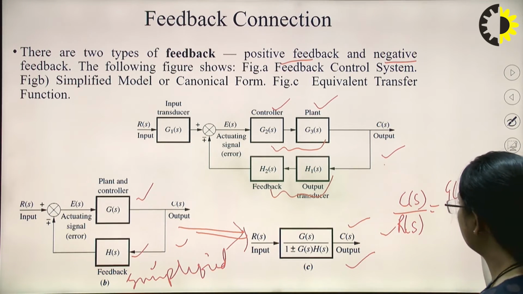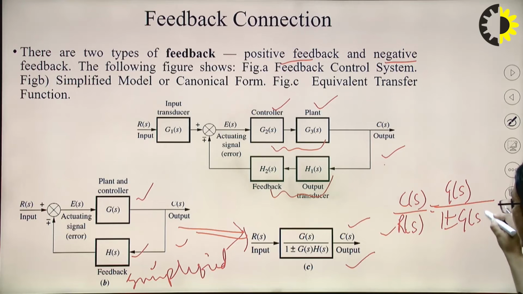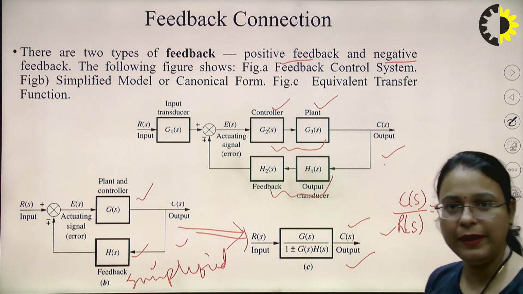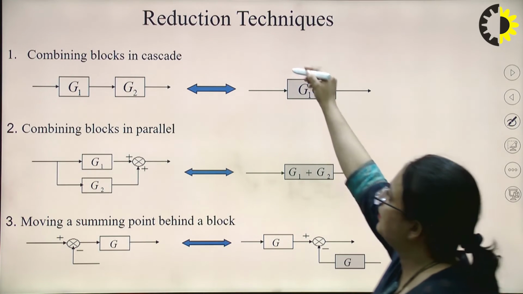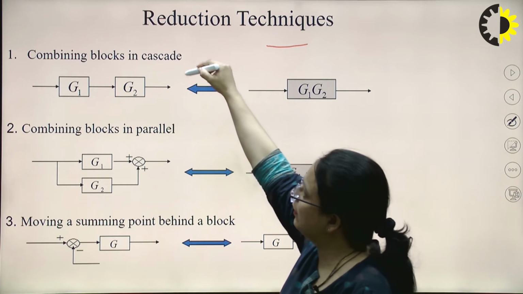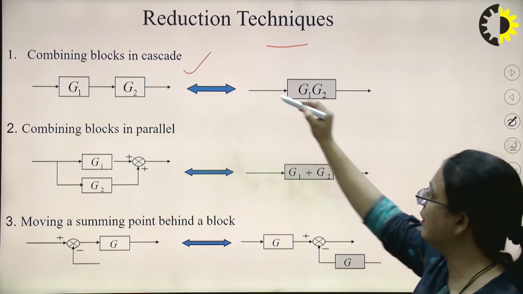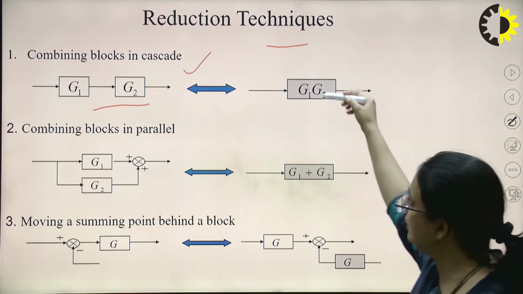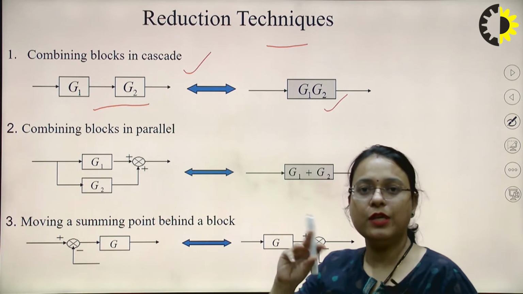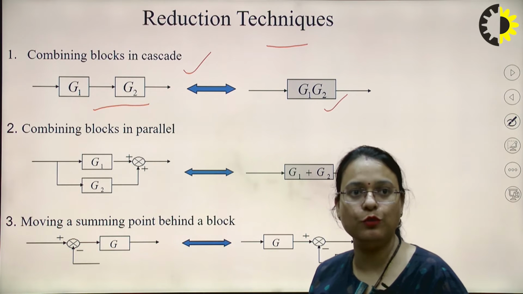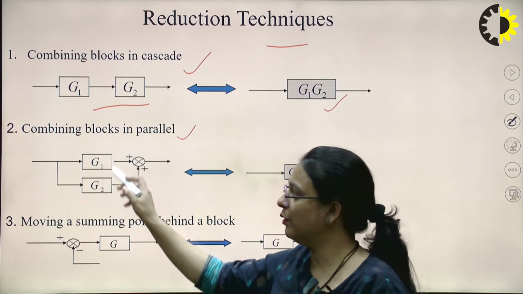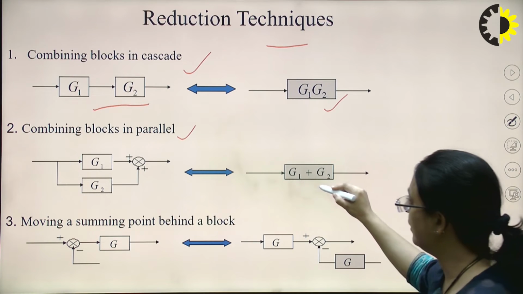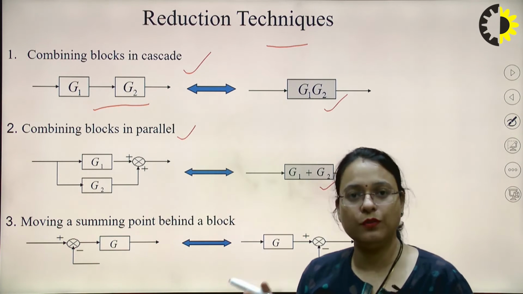where C(s)/R(s) will be equal to G(s) upon 1 plus or minus G(s)H(s), right? So this plus will be for the negative feedback and minus will be for the positive feedback. It depends upon the polarity. Now these are the reduction techniques. I have already discussed that when the blocks are connected in series or in cascade, since two blocks are in series, they can be represented with a single block, and the transfer function will be the multiplication of the two blocks. Here again, I have already shown you in the previous slide that when two blocks are connected in parallel, they can be represented with a single block with the summation of the transfer functions of the two blocks.